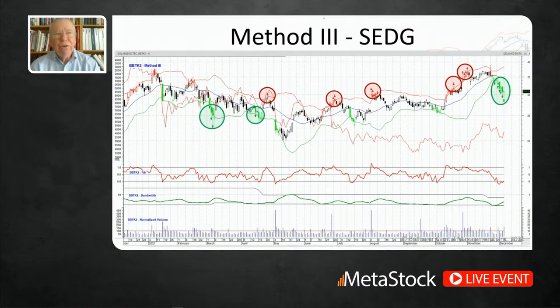So often you'll get an initial signal and price will move lower, and you get a second signal, or I actually call these alerts, not signals. And then you get a third alert, and then you get an up bar, which confirms the reversal. So we'll always wait for that price confirmation in order to improve the odds of our success.